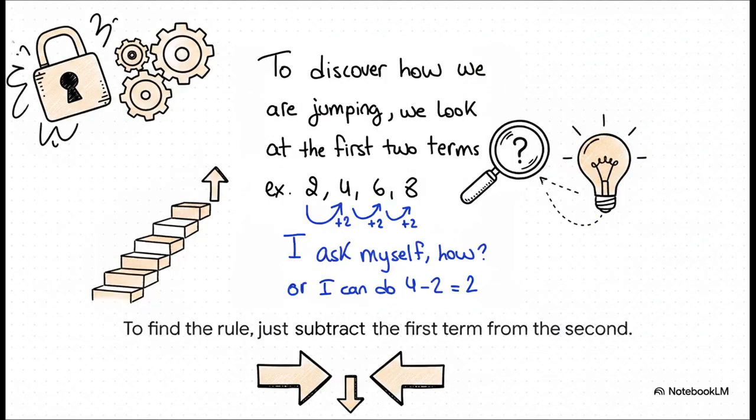Here it is, our first universal code-breaking technique. To find the hidden rule in any sequence like this, all you have to do is subtract the first number from the second. So in our example, 4 minus 2 equals 2. And there's our rule, add 2. This simple little trick is the foundation for literally everything else we're about to do.